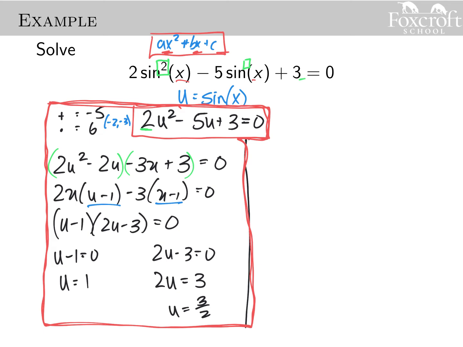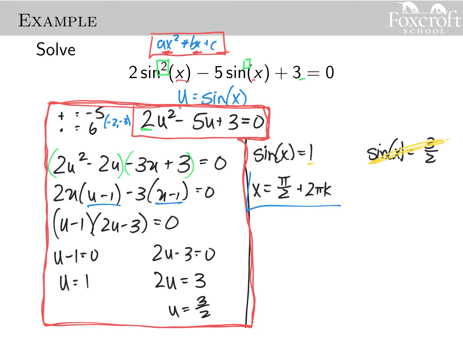But remember that u is actually sine, so we actually get sine of x equals 1, and sine of x equals 3 halves. Sine of x equals 1. If you remember back to our previous learning objective, sine is the y value, and the y value is 1 at the very top of the circle, which is pi over 2. And again, remember, we get those repetitive answers when we add 2 pi k. When is sine of x equal to 3 halves? Well, 3 halves is 1.5, and the biggest sine ever is 1, so it's never going to be 1.5, so that has no solution. So our final answer is just this part there.